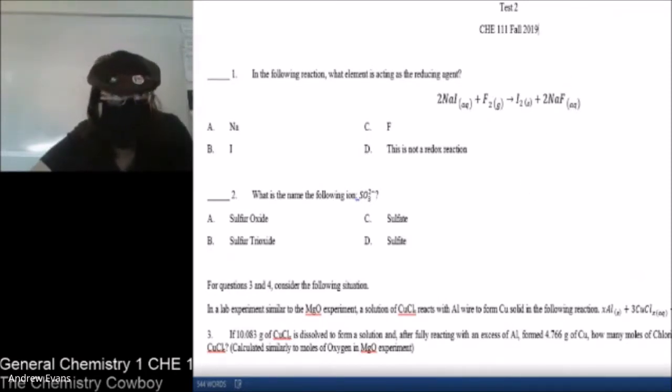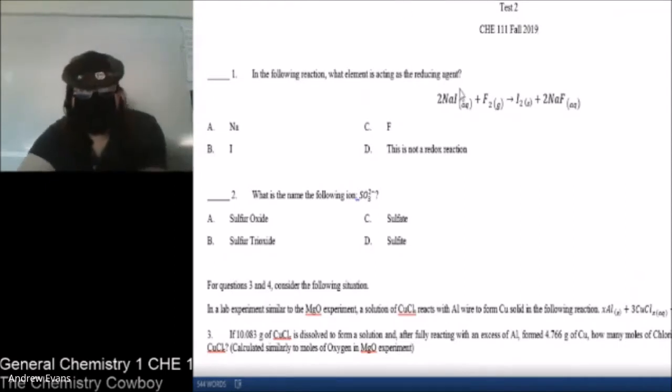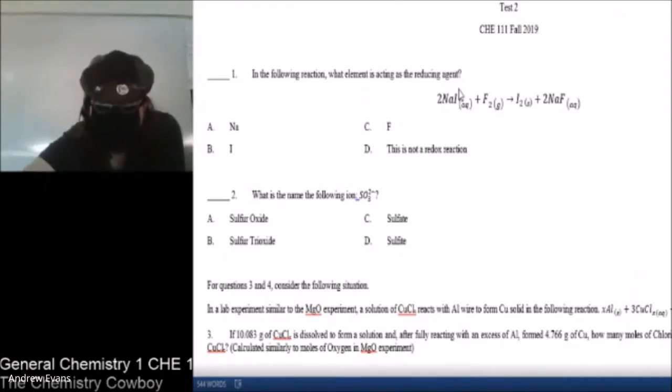Okay, so with that in mind, which of these elements are oxidized? So how do we find oxidation? We need to be able to determine the oxidation state of each element and look at which guy is losing an electron. The simple thing, sodium and iodide. Sodium is +1, iodide is -1. Fluorine, being an element, is 0.